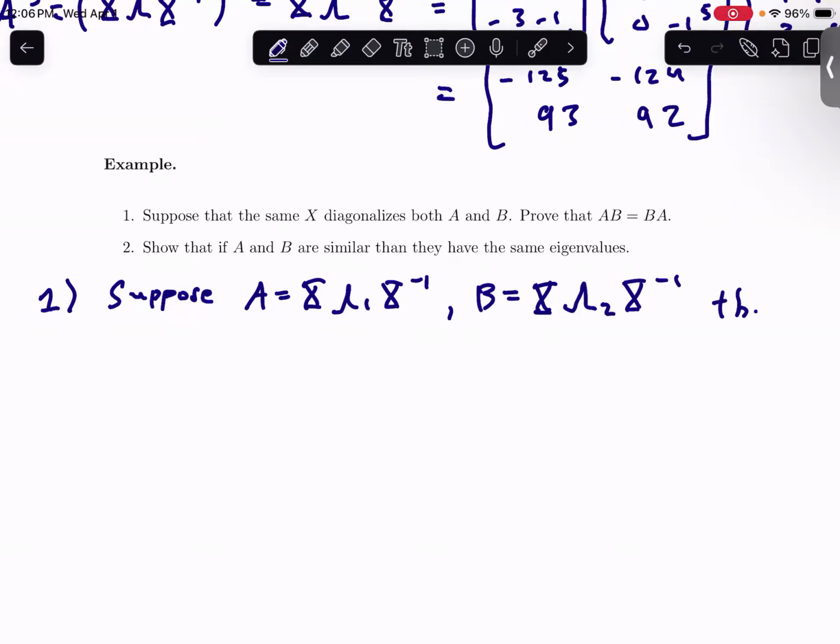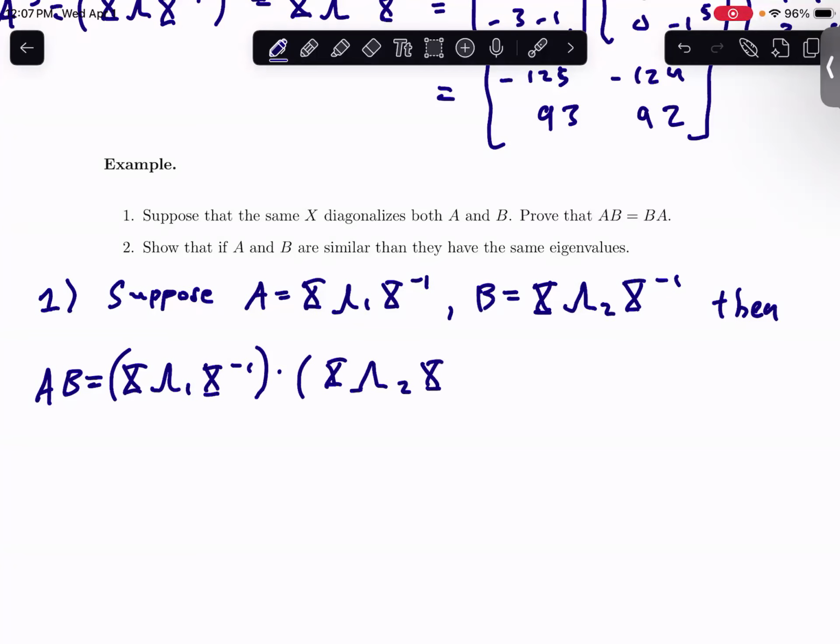And so if we multiply these two matrices together, you kind of see what happens, right? You're going to have X inverse times X, which will cancel out. So you get A times B. This will be equal to X times lambda 1, X inverse, and then you times B. That's going to be X times lambda 2 times X inverse. And so I'm just going to get rid of these parentheses here. Write them like so. And what happens is you have X inverse times X. They cancel out with one another. This ends up giving you X times lambda 1 times lambda 2 times X inverse.